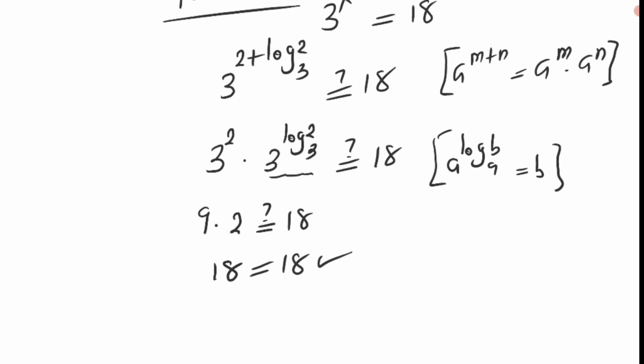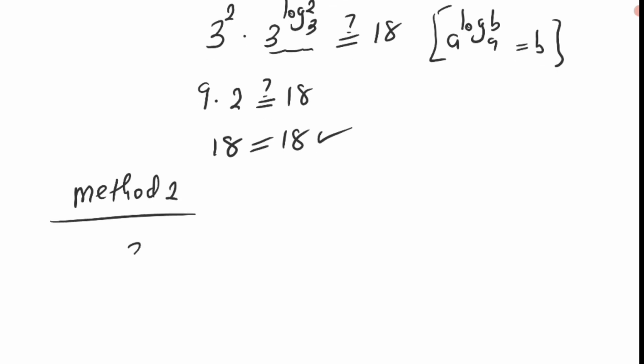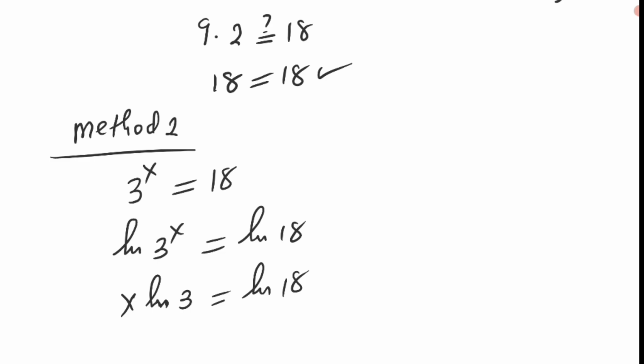Now, let us solve this problem using another method called method 2, which is the method of natural logarithm. Then we have 3 raised to power s is equal to 18. Let us take the natural log of both sides of this equation. Ln of 3 raised to power s is equal to ln of 18. This is s ln of 3 is equal to ln of 18.